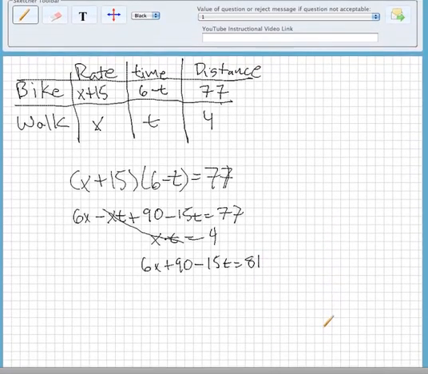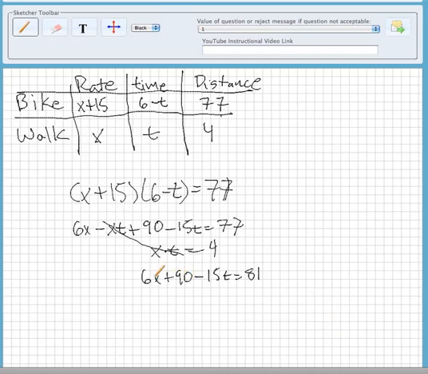From here, what we want to do is we want to solve for t, so we can actually substitute back in this original equation here. So we'll solve for x.